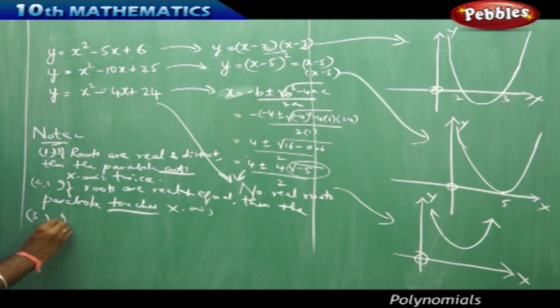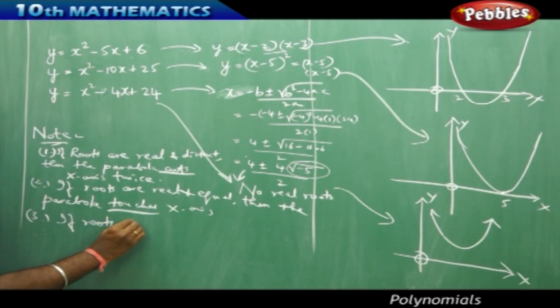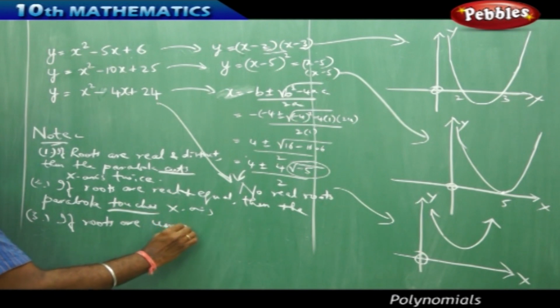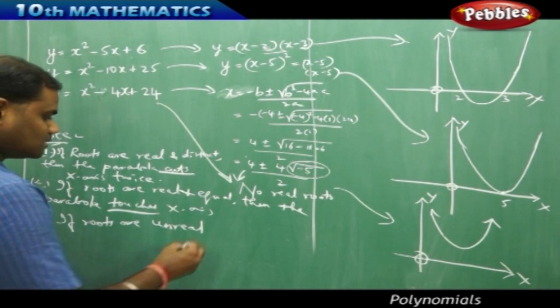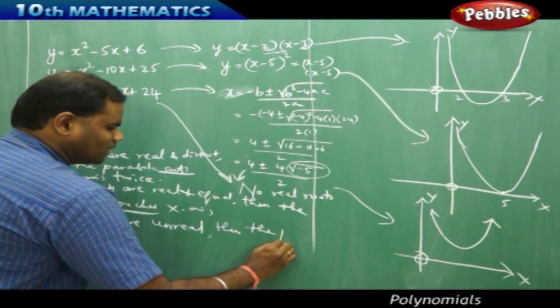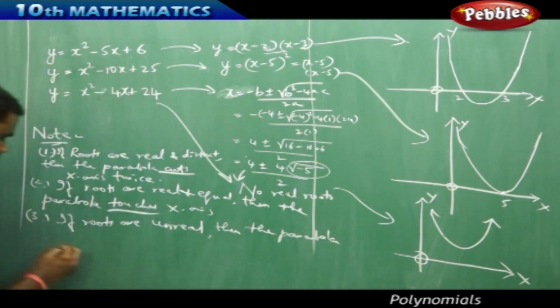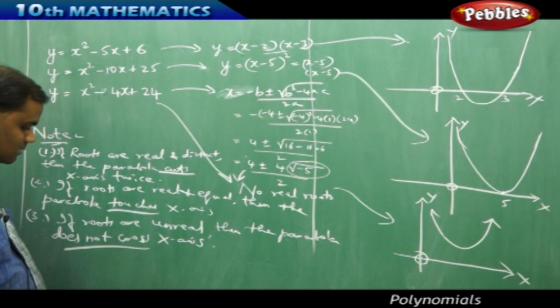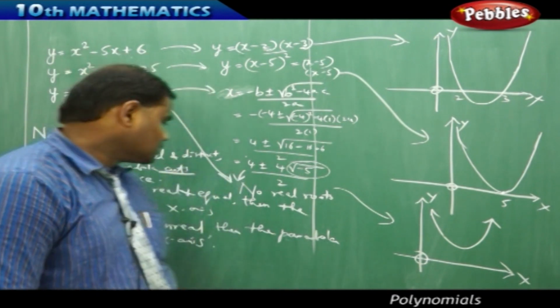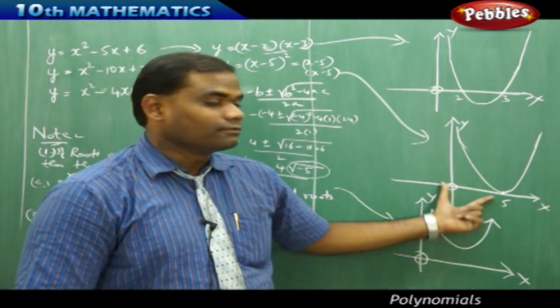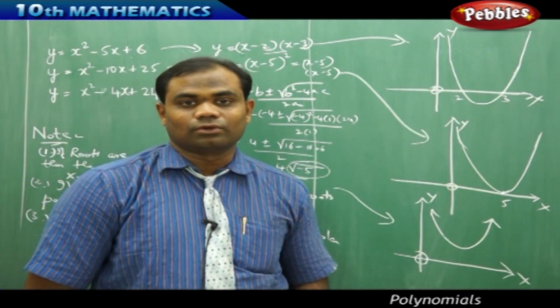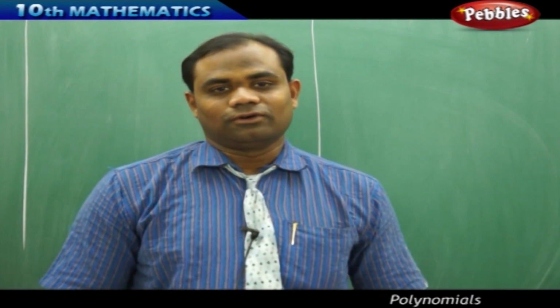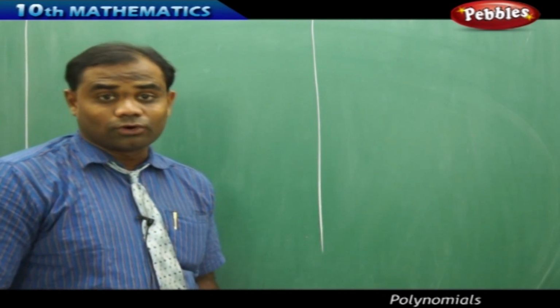In the third case, if roots are unreal or imaginary and complex, then the parabola does not cross the x-axis or does not cut the x-axis. Both mean the same. This is how we understand the three different cases, as we took three different diagrams with example quadratic polynomials. Now let's come to the revision of the session on graphical understanding of quadratic polynomial.